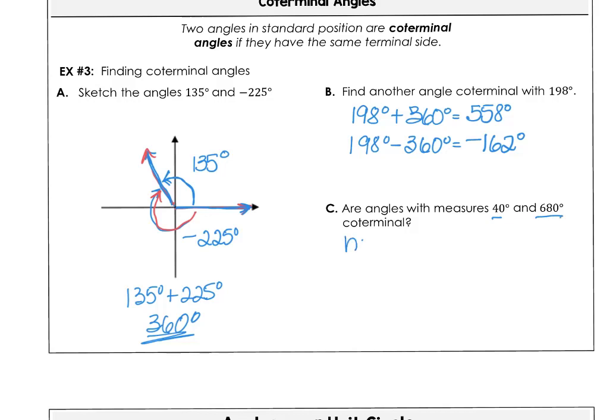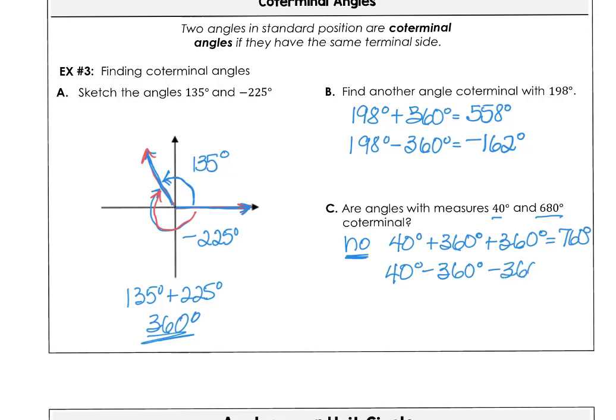So I would say no, because starting out at 40, if we add 360, we're not to 680 yet. And if we add 360 more, that's 720, and 40 more, so that's 760. That's not coterminal. And if we try the alternate approach like part B and subtract 360, that's not enough. And subtract 360 more, and that's negative 680. So it's the right value, but in the wrong direction, the wrong sign.